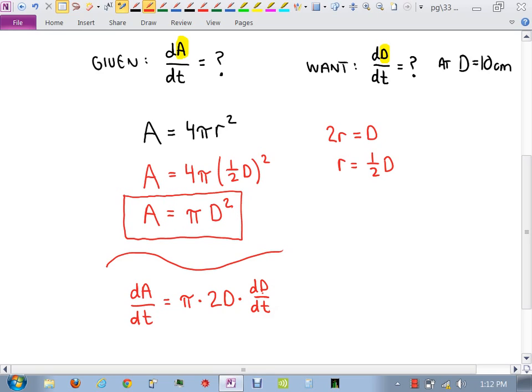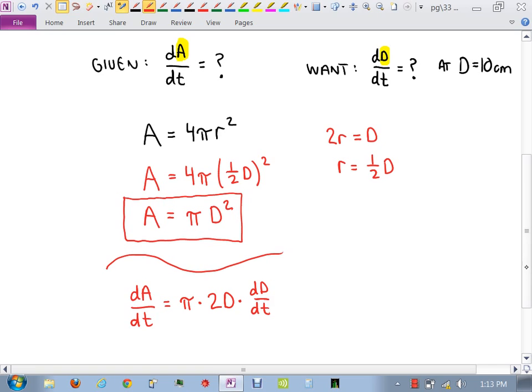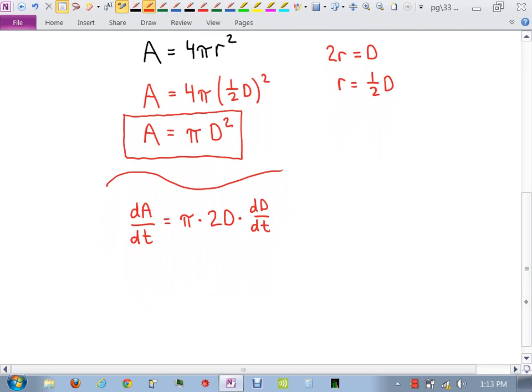Y'all remember the DDT? It's a wrestling move, isn't it? I used to do that to my brother all the time. DDT.